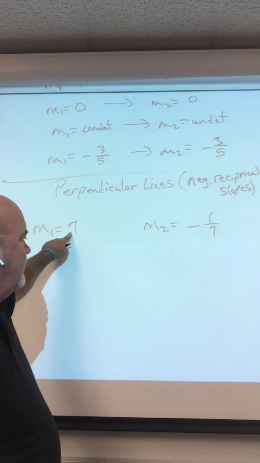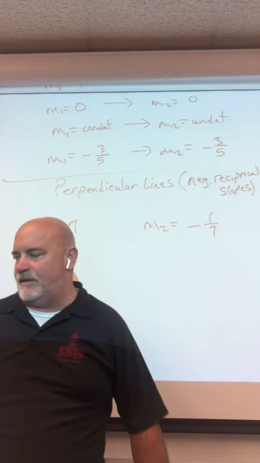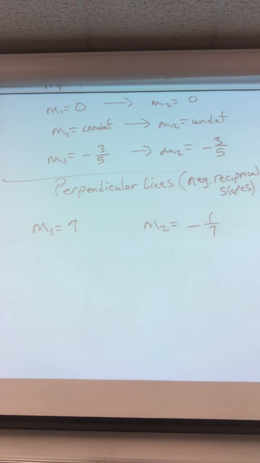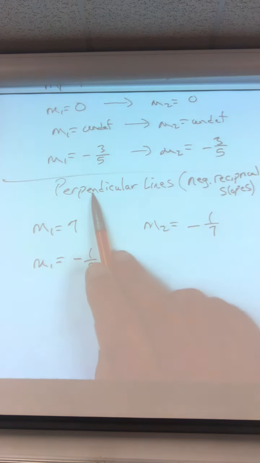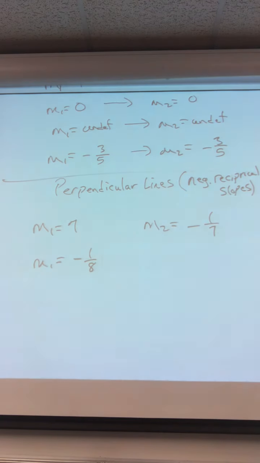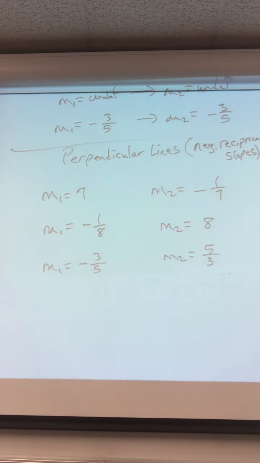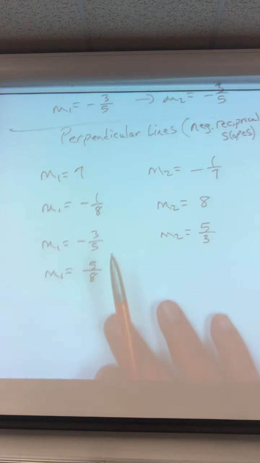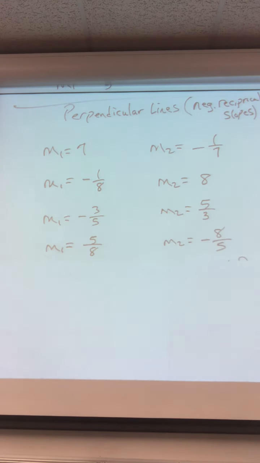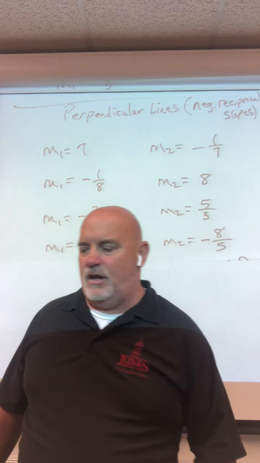7, and then change the sign and flip it, negative 1/7. So, if one of them was negative 1/8, if they're perpendicular, now you have to be told that, then the other one would be a positive 8/1. If one of them had a slope of negative 3/5, the other one would be a positive 5/3. If one of them had a slope of 5/8, the other one would be a negative 8/5. So that's what we mean by perpendicular lines, and that's what we mean by negative reciprocals of each other.